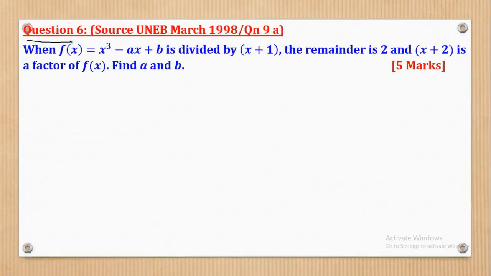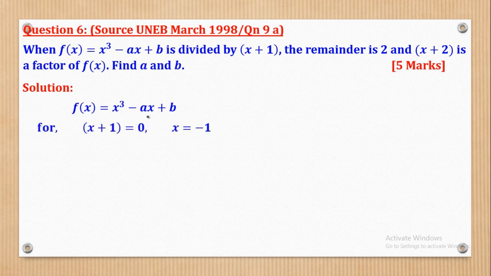So now we shall go to question 6, which came from UNEB March 1998, paper 1, question 9a, and says, when fx, which is this, is divided by this, the remainder is 2, and fx plus 2 is a factor of fx, find a and b. So factor means the remainder is 0. So first of all, that is fx, come and substitute to get f negative 1, and the remainder was 2.